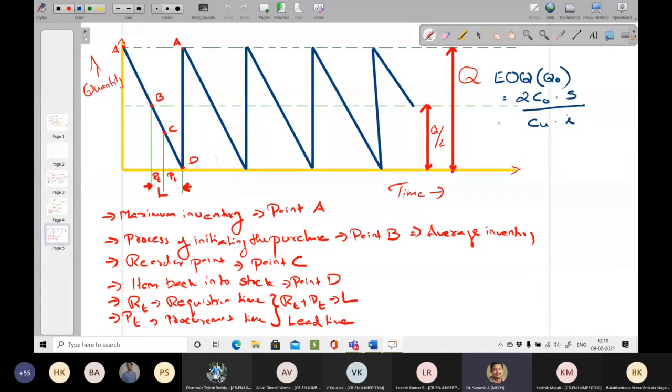So these are the things you will be calculating here. You have to calculate the EOQ. You have to calculate when to place the order, and how much quantity to order; we will be addressing that basically in the inventory models. Any doubt in the equations so far? Any doubts?